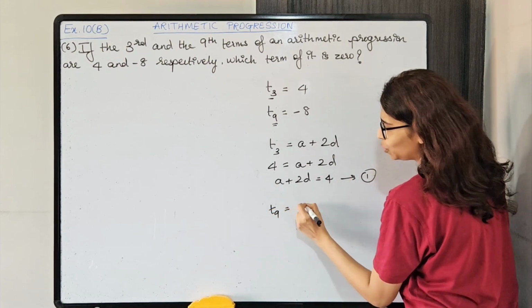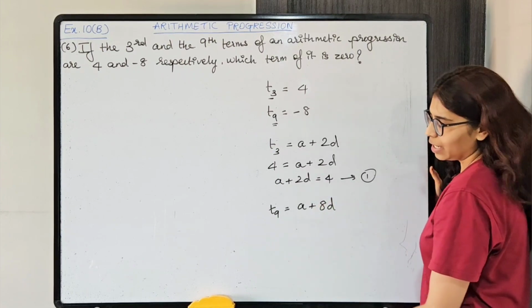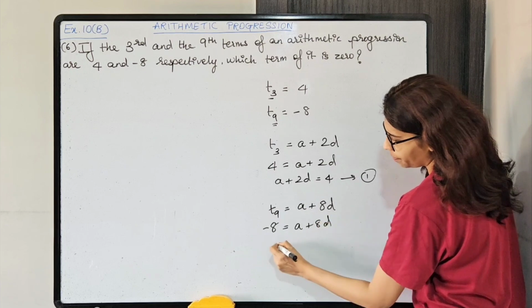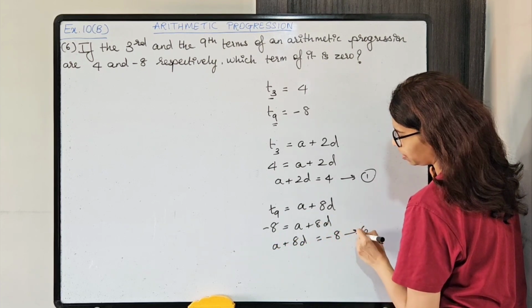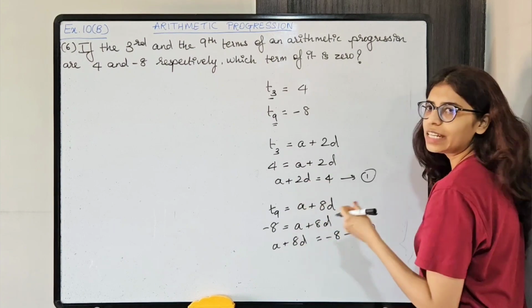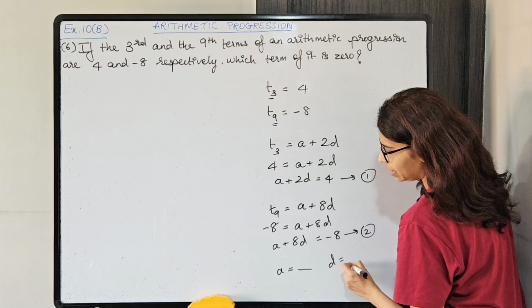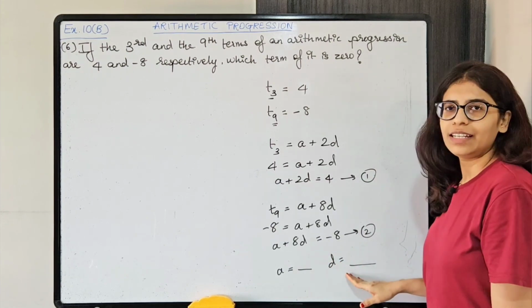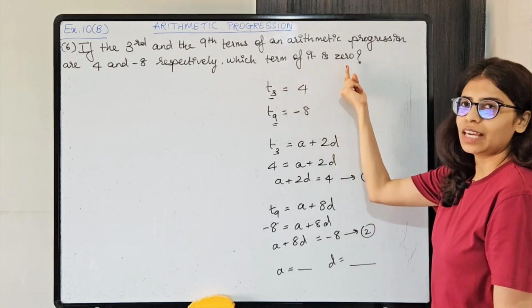So T9 is equal to A plus 9 minus 1D, that is 8D. T9 minus 8 है, so we are getting A plus 8D is equal to minus 8. Solving the two linear equations, we'll get A ka value and D ka value. Okay. Once you get A and D, it's easy to find out which term of the AP is 0.